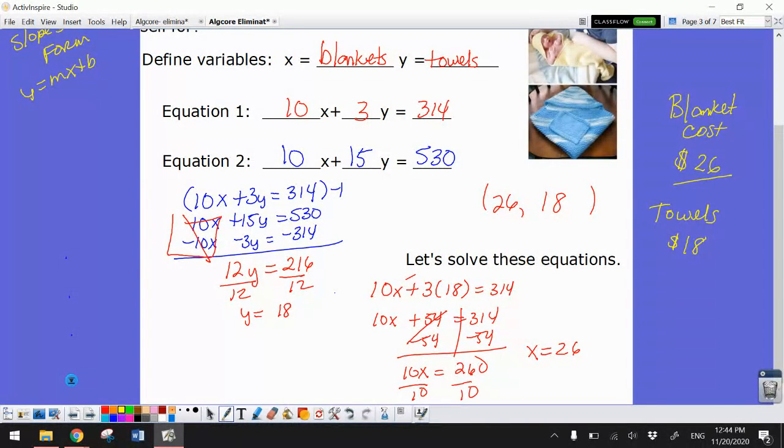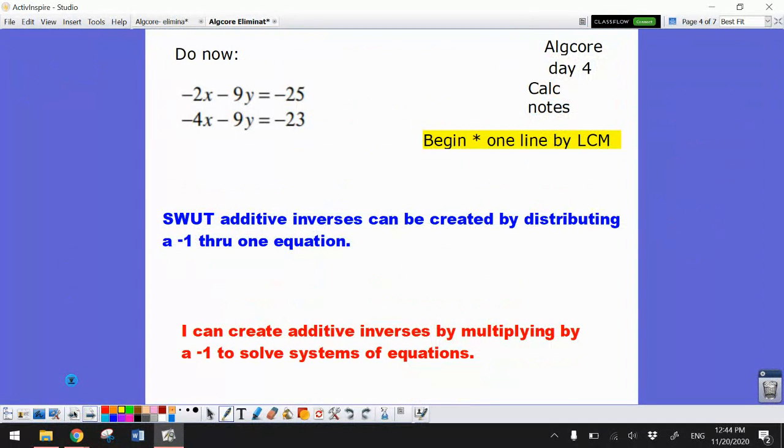So you can see how we use a lot of the things we learned last semester to help us develop problems and equations for this semester as we're looking at our systems.